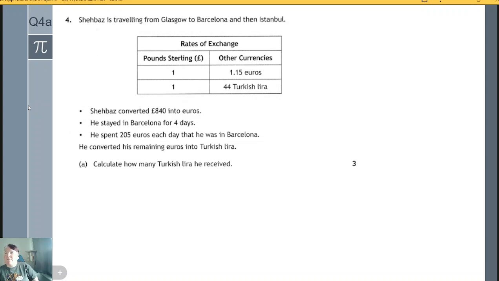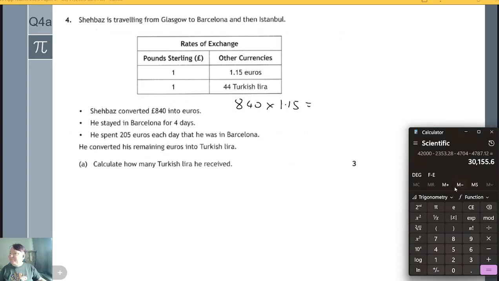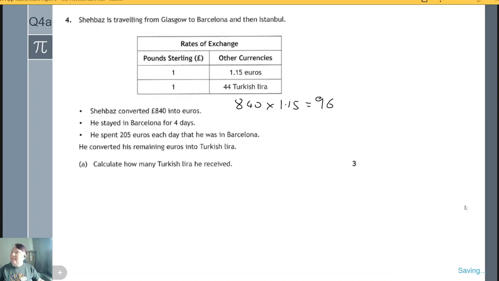So let's start off with converting £840 into euros. So I've got 840 times our conversion of 1.15 will get us our euros. I'm going to put the euro symbol in. We have 1.15 times our 840, 966. So we've got 966 euros. You can use the word euros or the sign for euros if you prefer. Some people prefer to put the euro sign before the numbers, some put it after the numbers.